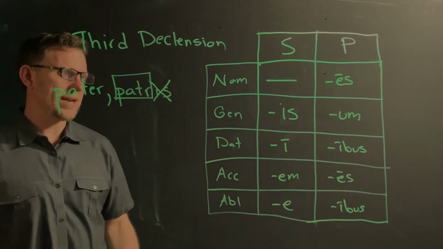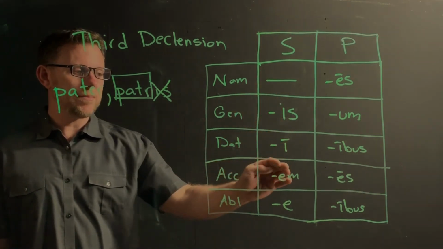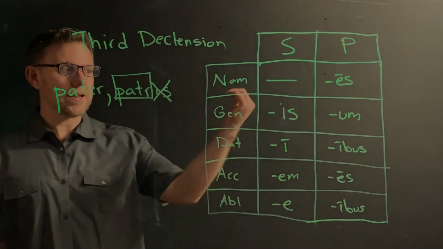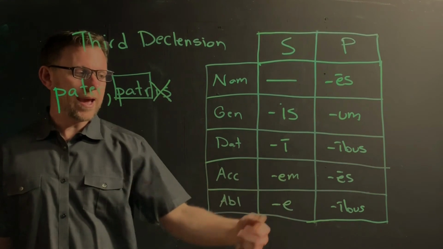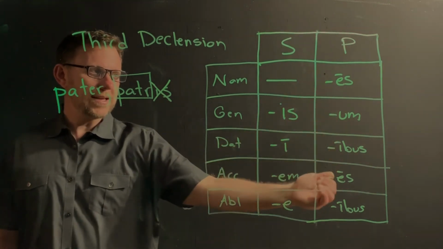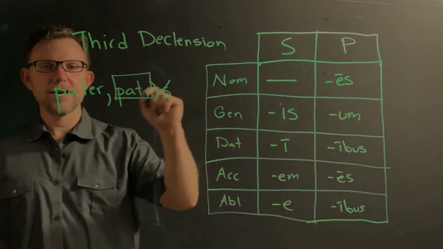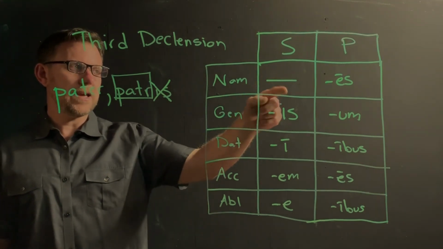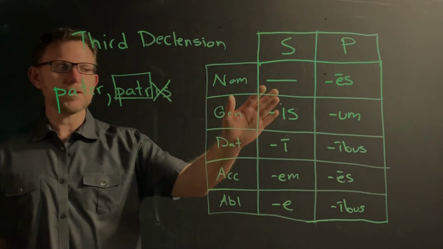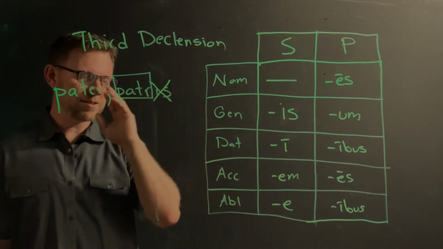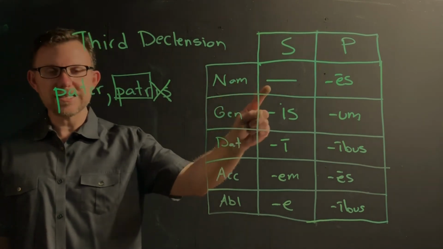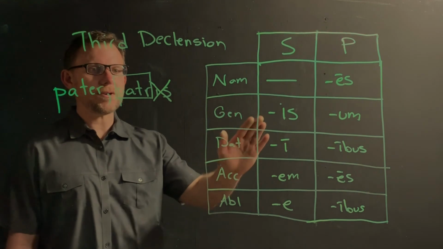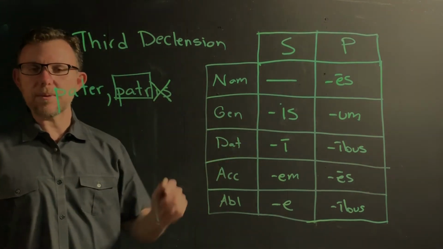So when we chant this chant, it's going to be blank, is, i, em, e, es, um, ibus, es, ibus. So listen again. Blank, is, i, em, e, es, um, ibus, es, ibus. You will occasionally see in some Latin textbooks an X written right here to symbolize the irregular form. I find that confusing because students tend to think that the ending is X. So we're going to leave it this way, and we're going to actually say blank as our placeholder. These are your third declension, masculine and feminine endings.